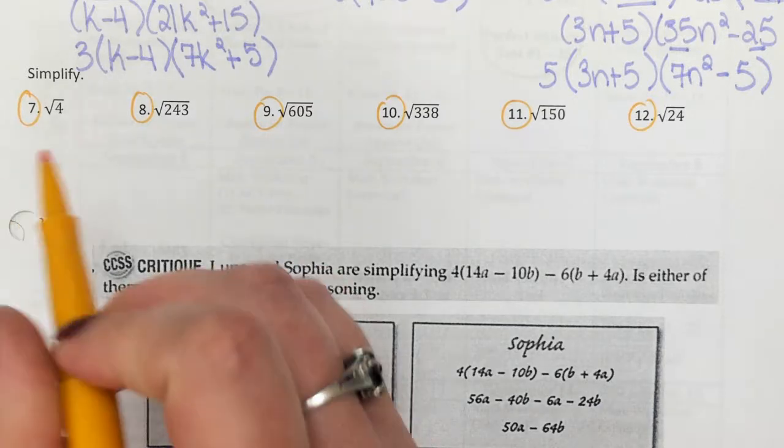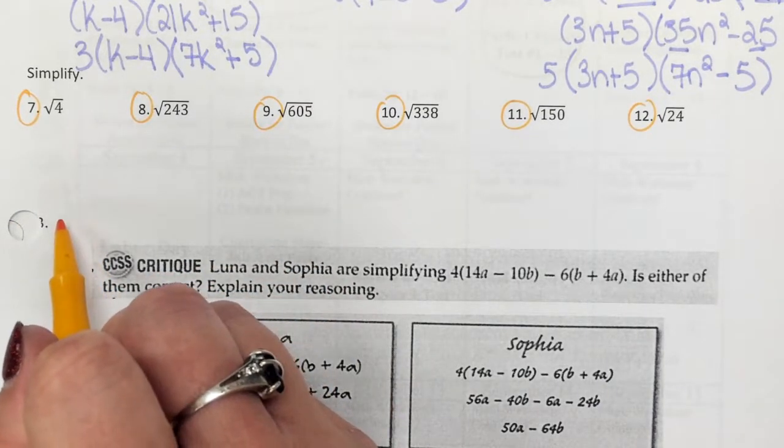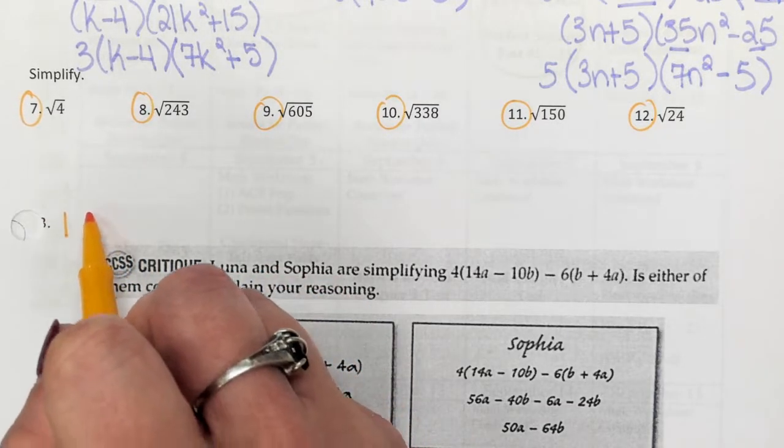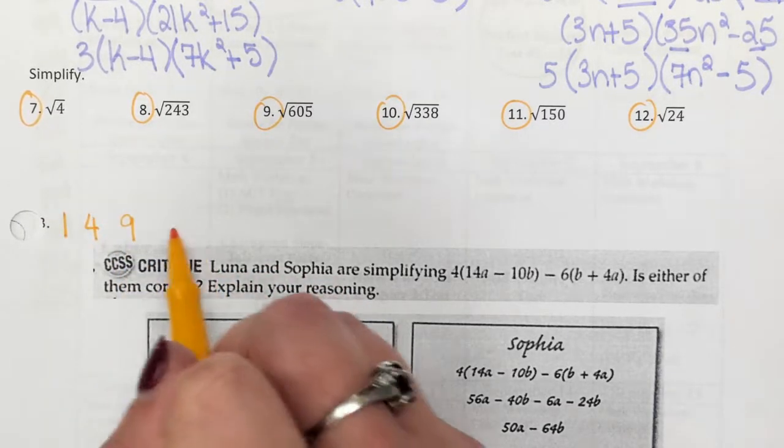Perfect squares. What's the first perfect square? Go. 2. Oh, just kidding. 1. What's the next one? 4. 4. What's the next one? 9. Come on, everybody, let's go.